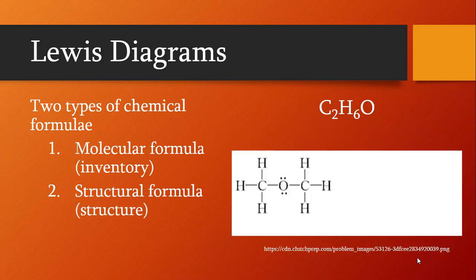C2H6O could be this compound. This compound is dimethyl ether, but it could also be this compound, which is ethanol. Different compounds, different chemical and physical properties. When a molecular formula has more than one structural formula, we call those structural formulas isomers of each other. And the drawings of the structural formula are called Lewis diagrams.